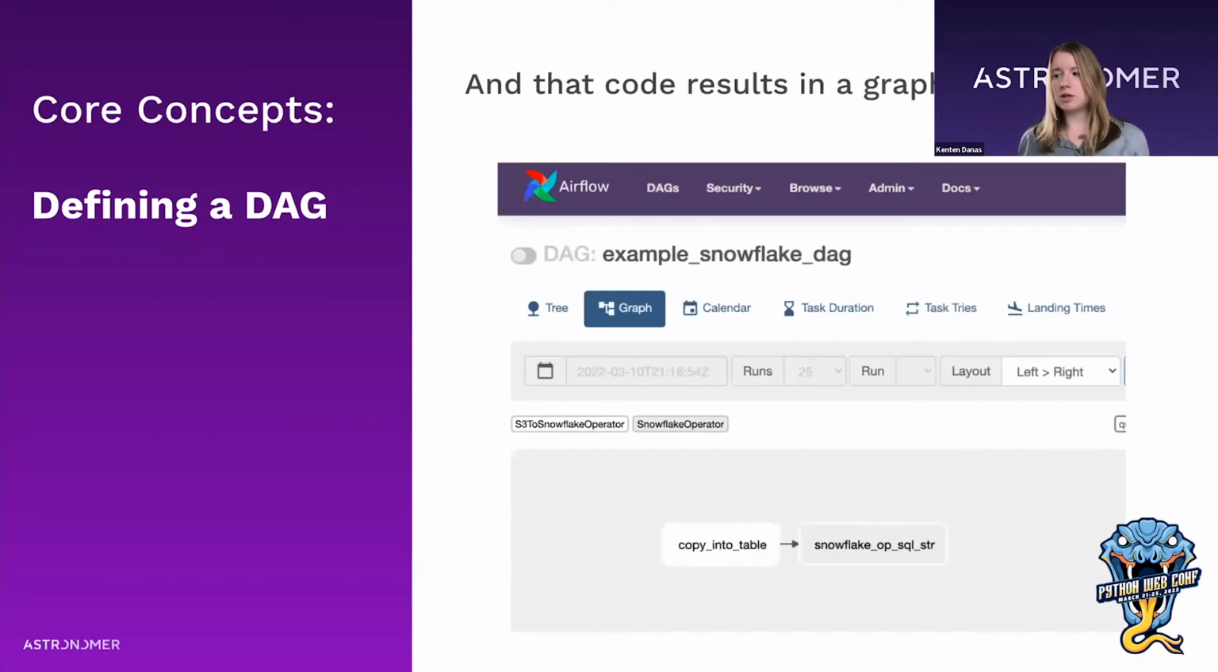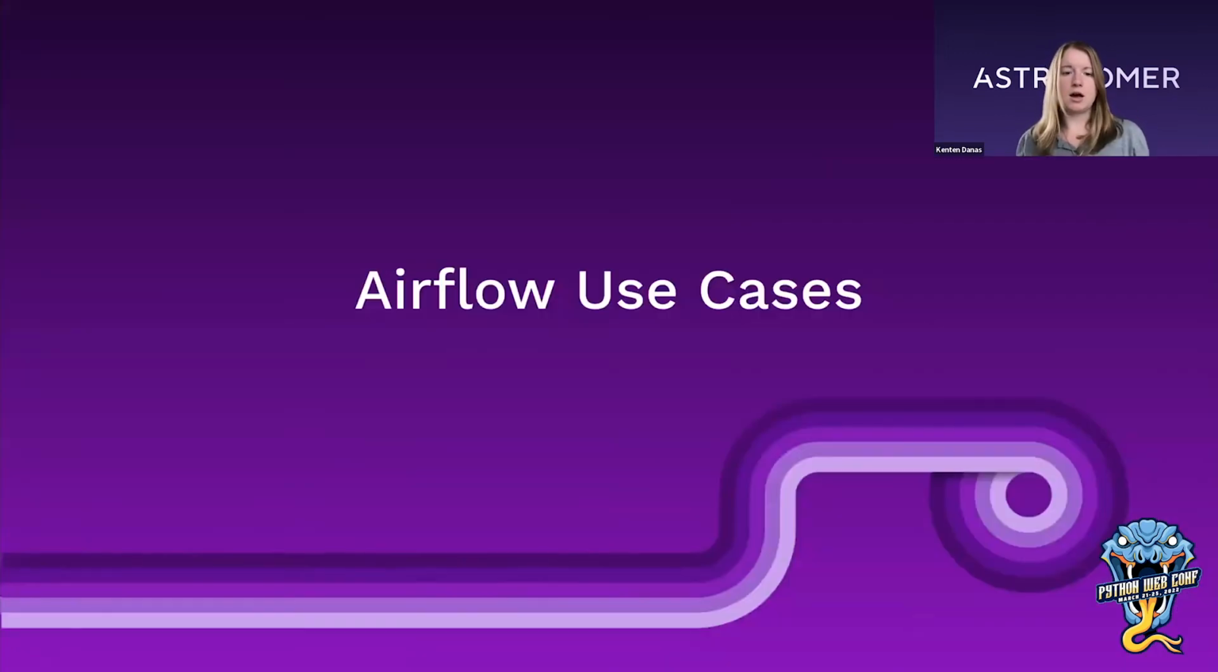That's going to result in a DAG that looks like this. So this is the screenshot of this DAG from the Airflow UI in the graph view. You can see I have two tasks here. First is this S3 to Snowflake operator. Second is the Snowflake operator, and I have this dependency there. So pretty straightforward for a simple DAG. But with that base of knowledge, let's talk about some more specific use cases.